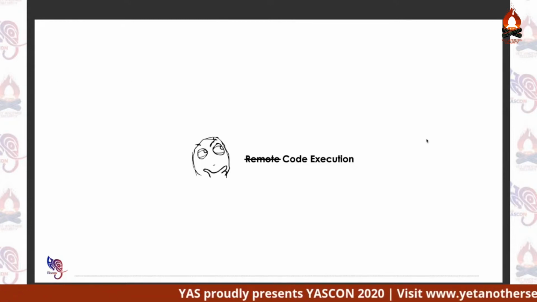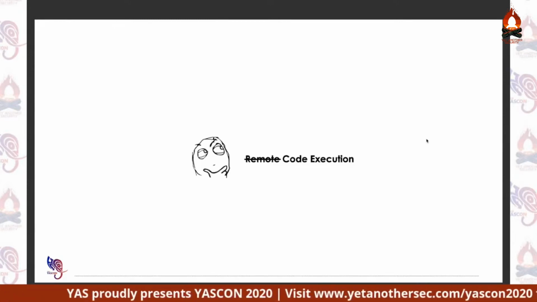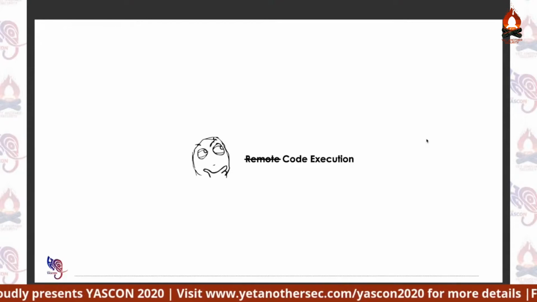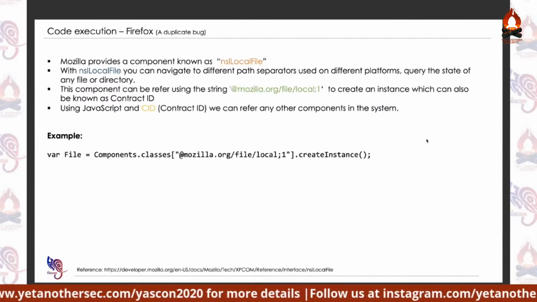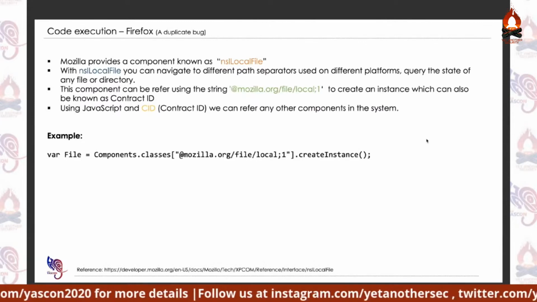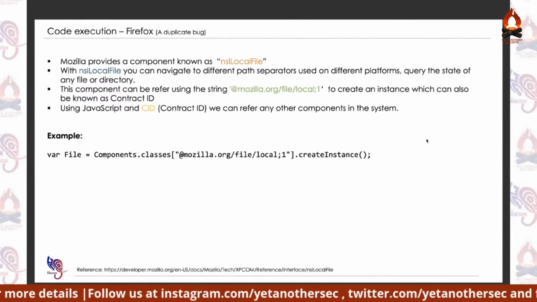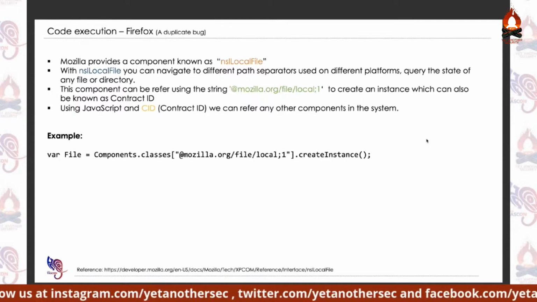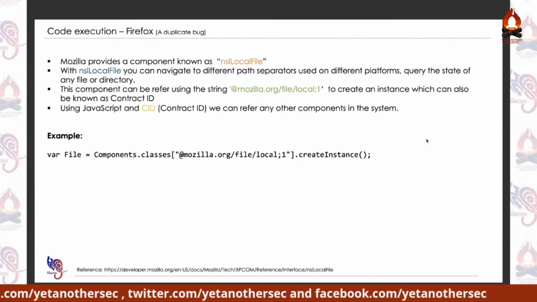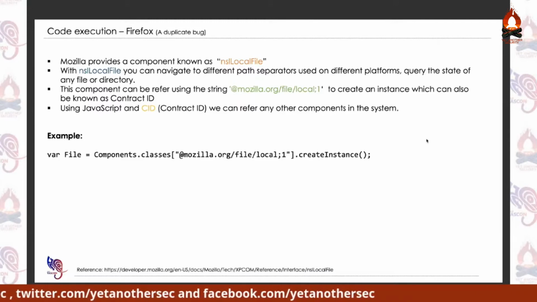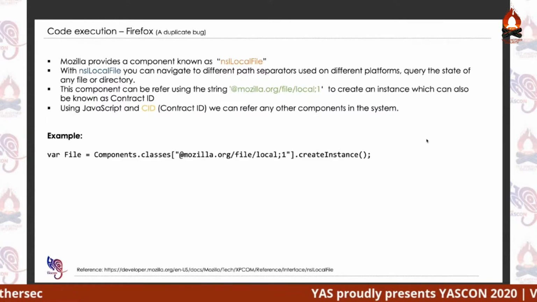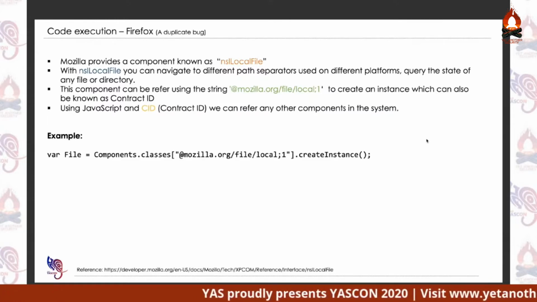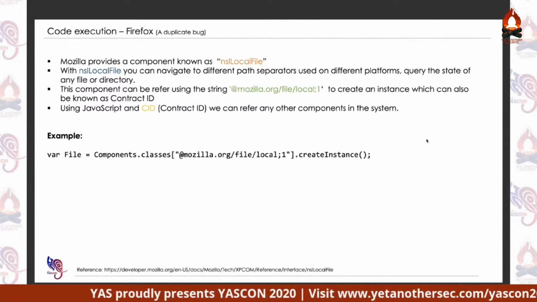Okay, so moving on, let's have a quick look at the code execution vulnerability which I found during the analysis of the Firefox browser. It was a duplicate bug, because the Firefox internal team were aware of this and were maintaining a track to mitigate it. How I figured out this vulnerability was, I was reading the developer guides of Firefox, Chromium, and other open source browsers.